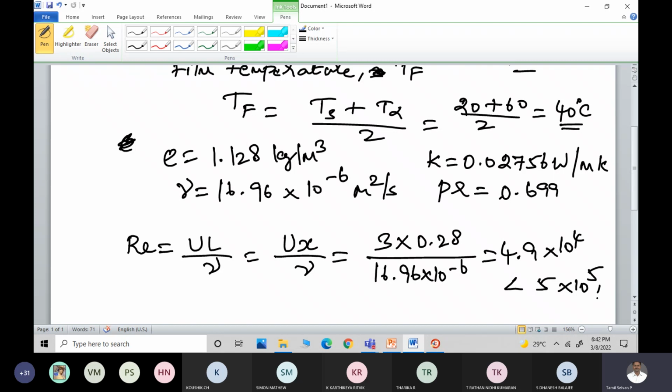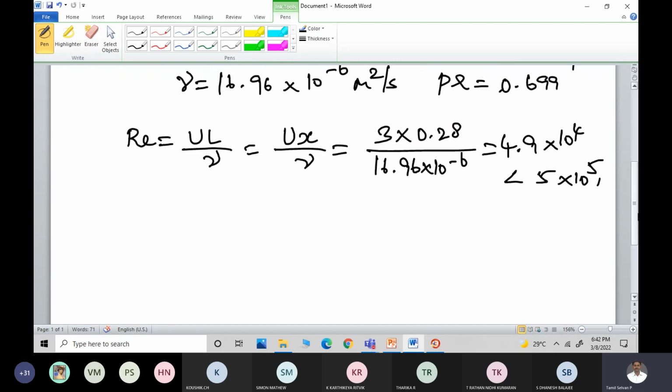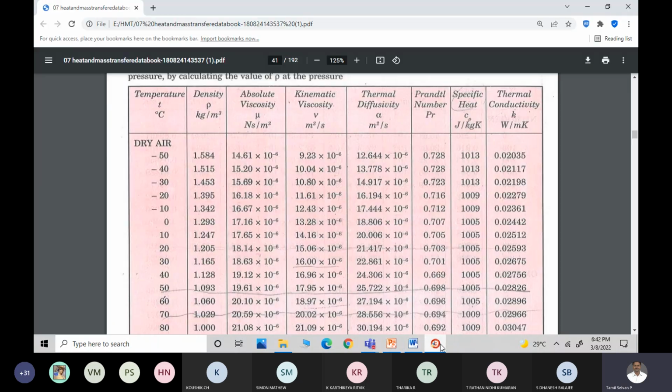So up to x equal to 0.28, see, this is very, very important, the flow is laminar. I have already told you, the flow may be fully turbulent, the flow may be laminar, or the flow may be laminar turbulent combined.